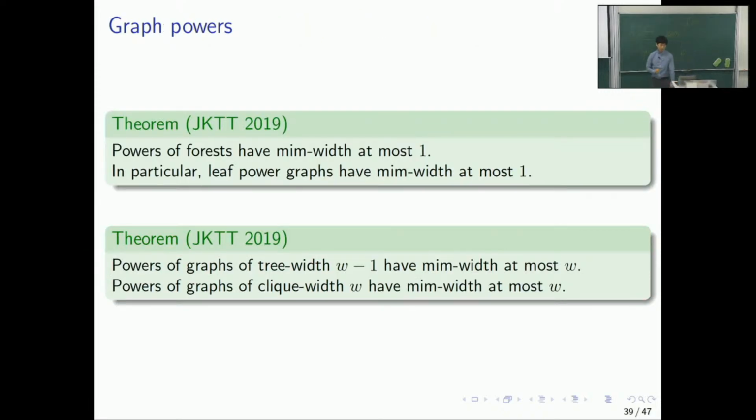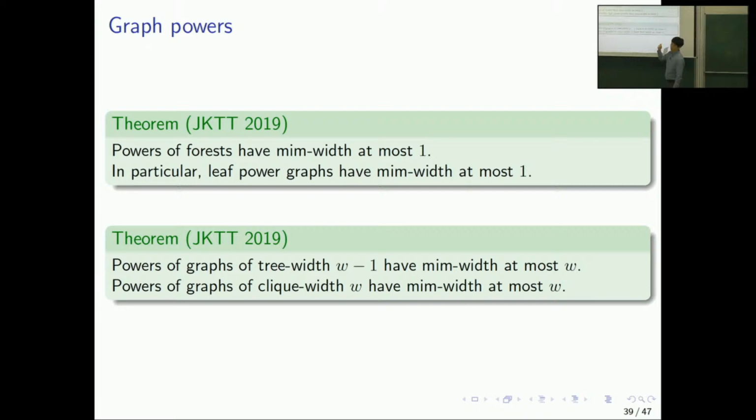And what he explored was actually graph powers, and I already mentioned that the powers of graphs of mim-width k have mim-width at most 2k. But also for a forest, if you take any power of a forest, it still has mim-width at most 1. So in particular, leaf power graphs: you take a power of the tree and then you take the leaves of the original graph. So leaf power graphs have mim-width at most 1. And also powers of graphs of treewidth w minus 1 have mim-width w, and powers of graphs of cliquewidth at most w have mim-width at most w.